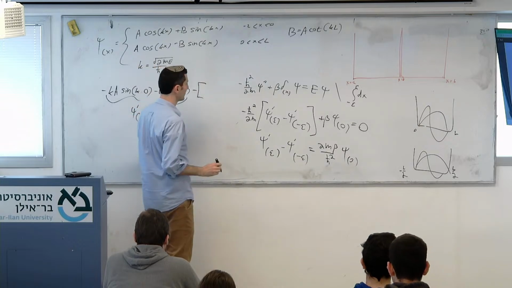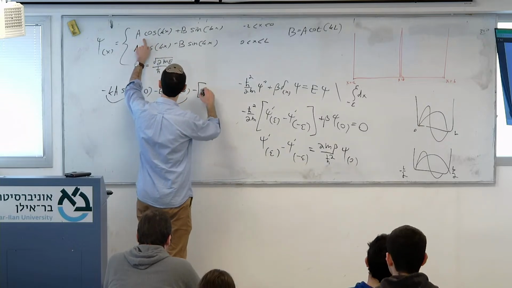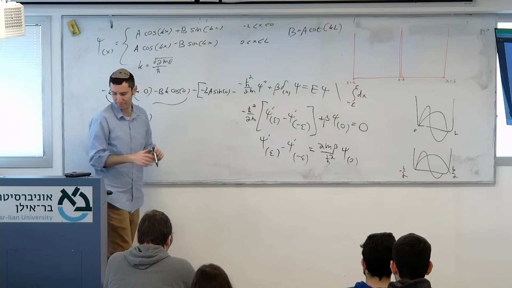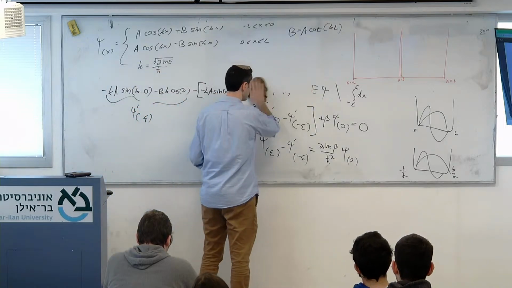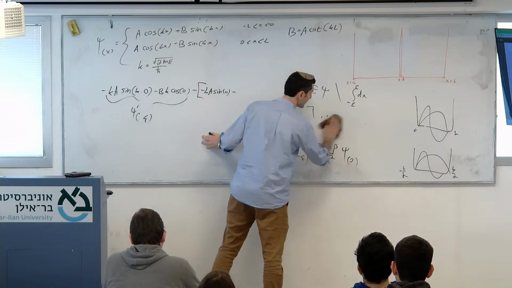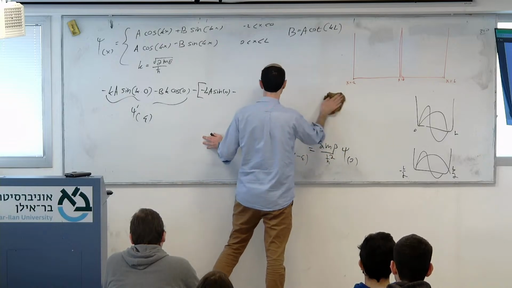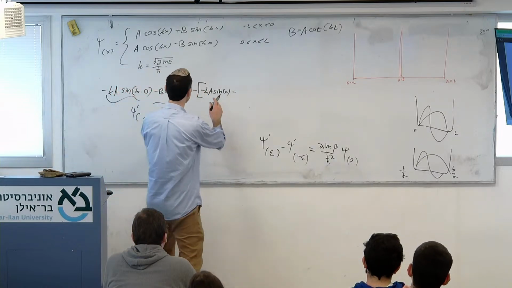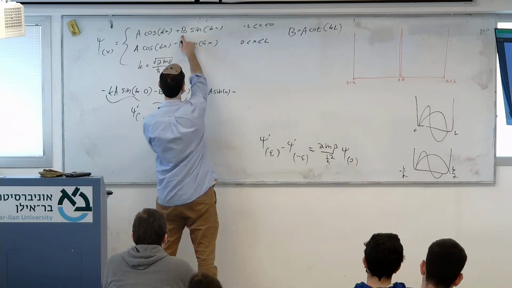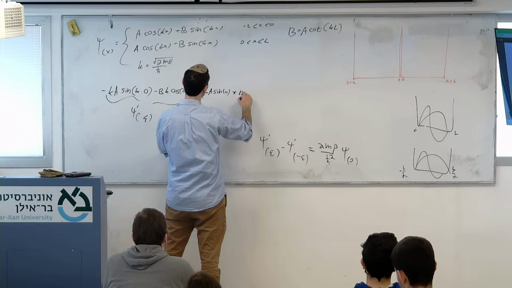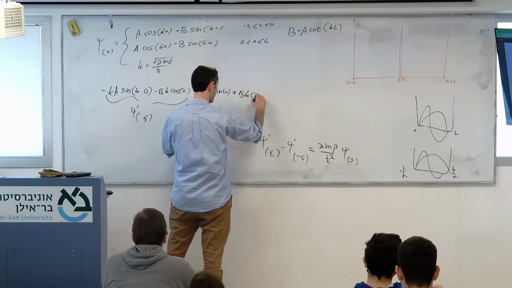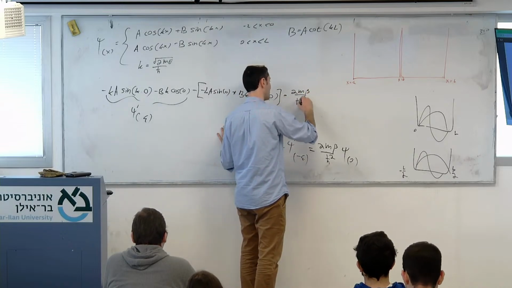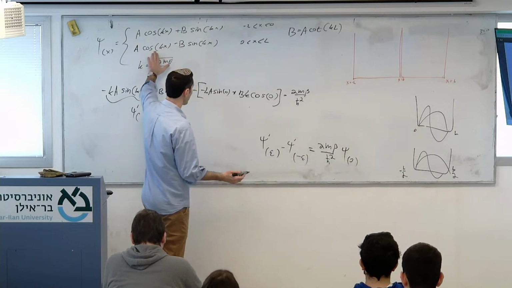Minus, I need to do the derivative of that. I get here minus k a sine of 0 minus, plus, right? I put here big brackets. I hate minuses, so I try to do lots of brackets. Minus k a sine 0 plus b k cosine of 0. All this must equal 2m beta over h bar squared times psi of 0. What is psi of 0? It is a.